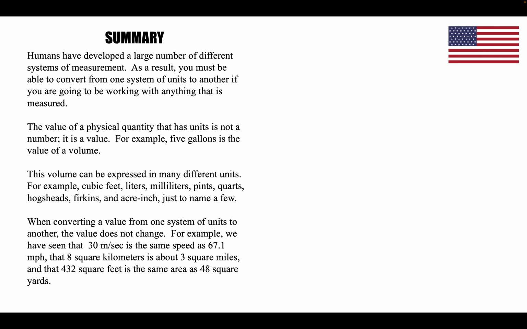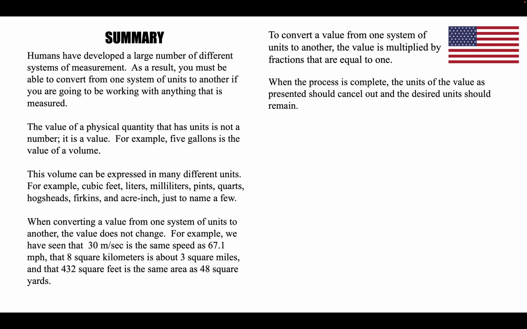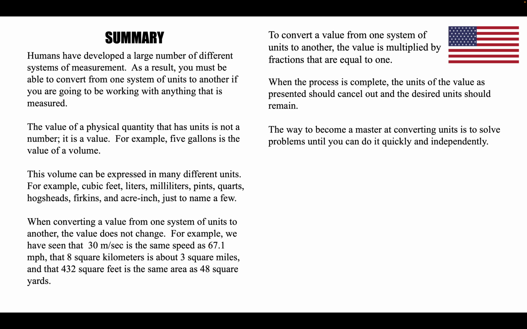And when converting from one system to another, the value doesn't change, only the units in which the value is expressed. And to do that conversion, you multiply by fractions that are equal to 1. The top is the same as the bottom. And when the process is complete, the units of the value as presented should all cancel out, and the desired units should remain. If they don't remain, you're going to have to multiply by 1 more times. And the way to become a master at this is to practice, so they make sense.